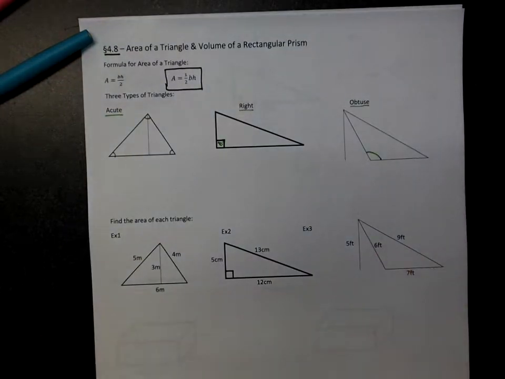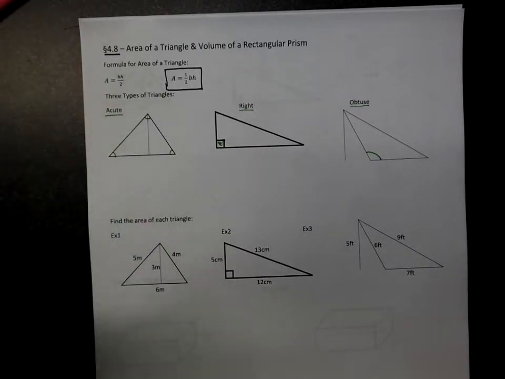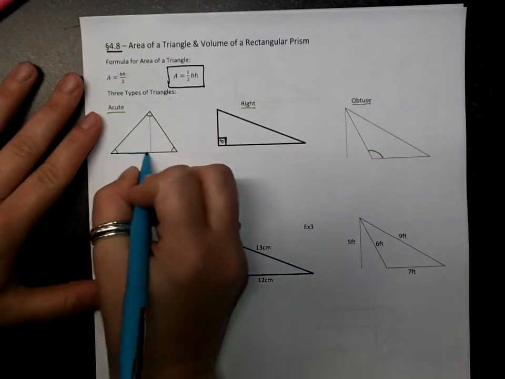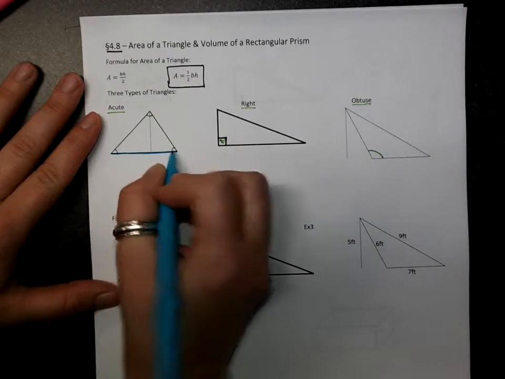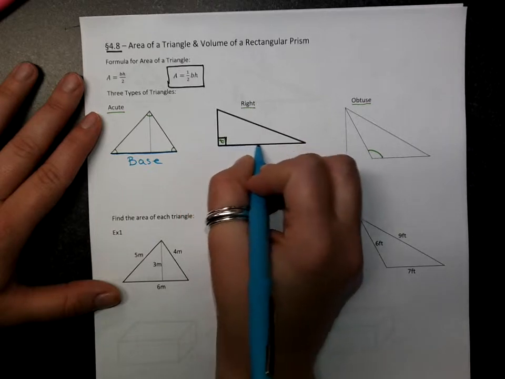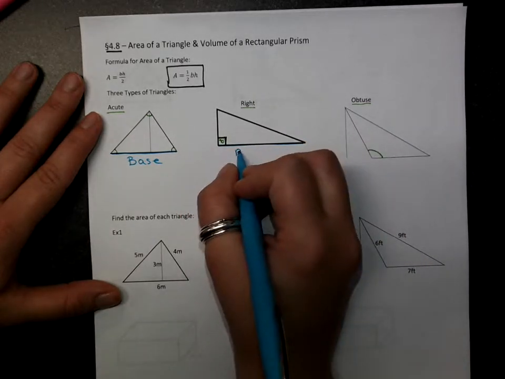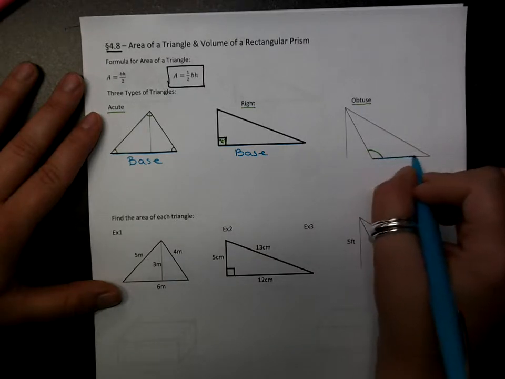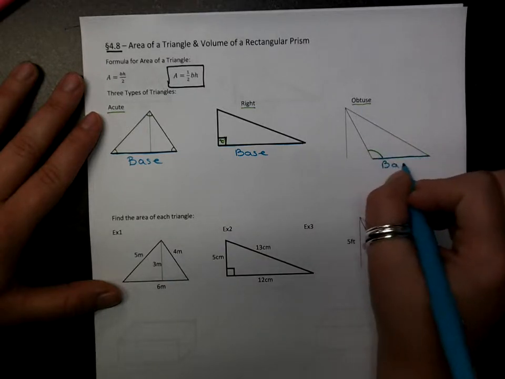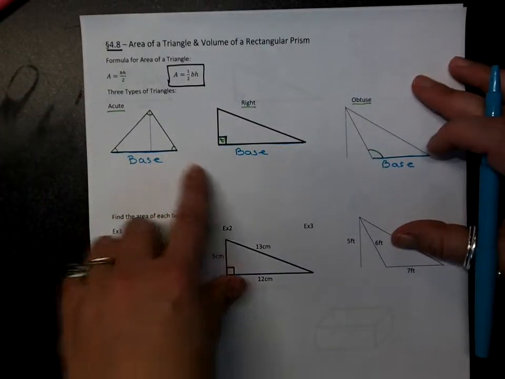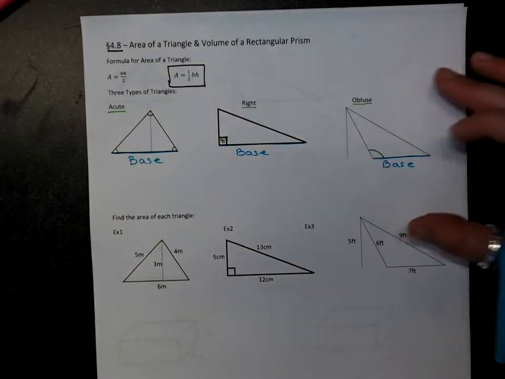And the base for all three is pretty straightforward. The base is always the bottom. So here's the base, the flat part. The base is the flat line. And here's again the base of the triangle. So the base is not too hard. Base is like the bottom, the flat part of the triangle.